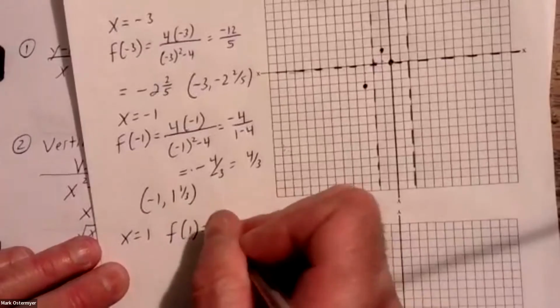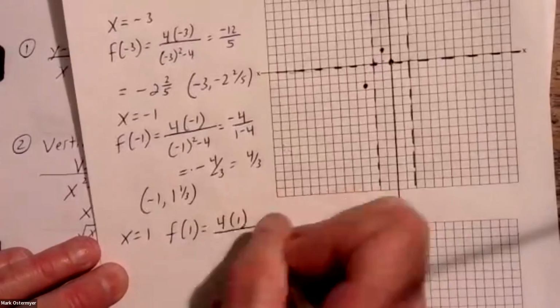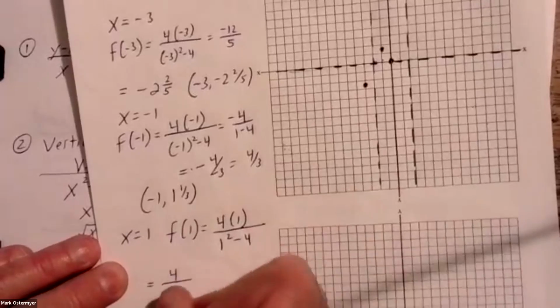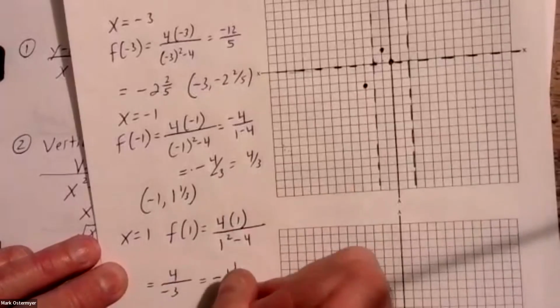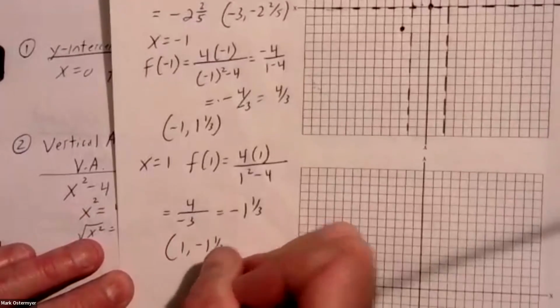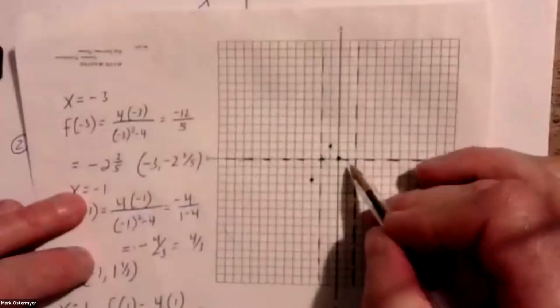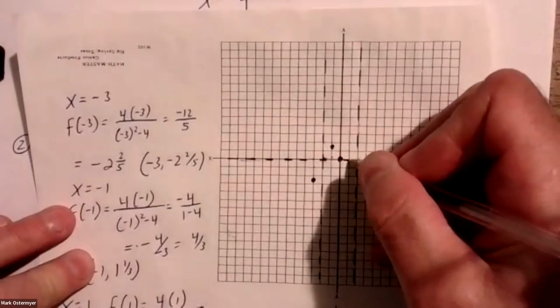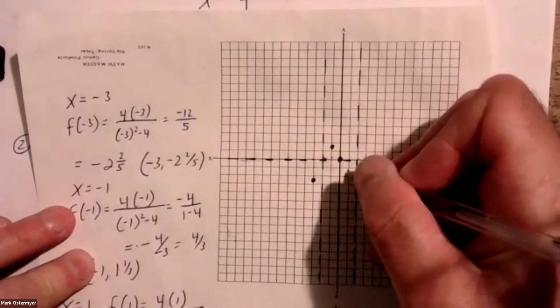So f of 1 is going to be 4 times 1 over 1 squared minus 4, which is going to be 4 over -3, which is going to be -1 1/3. So we have the point 1, -1 1/3, that would lie in this little interval here. So plotting the point 1, -1 1/3 would be right here.